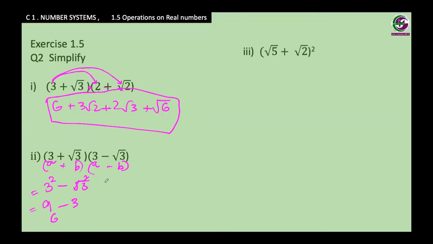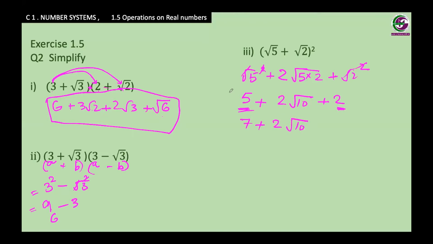Perfect? Excellent. Now A plus B the whole square. What is A plus B the whole square? Which is A square. A square means root 5 square, plus 2AB. 2AB is 2 root 5 times 2, plus B square is this one. Squares get cancelled. So we have the answer 5 plus 2 root 10, because 5 times 2 is 10, plus root and square get cancelled, so it is 2. And finally, you can take these two numbers together, because 5 and 2 are whole numbers. So it is 7 plus 2 root 10.